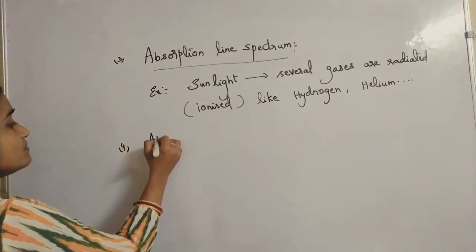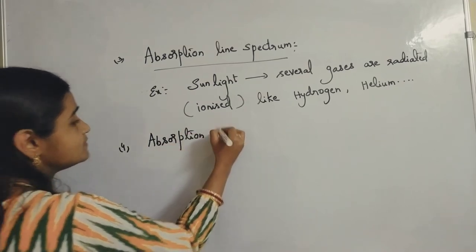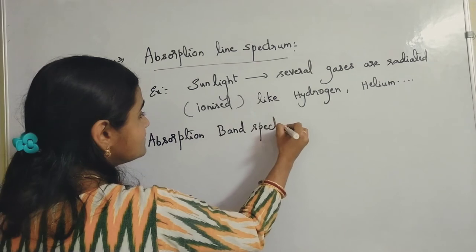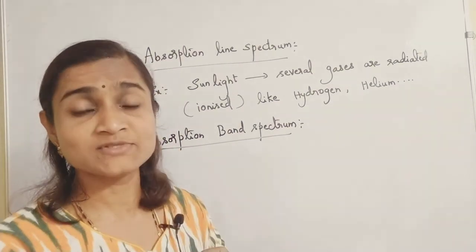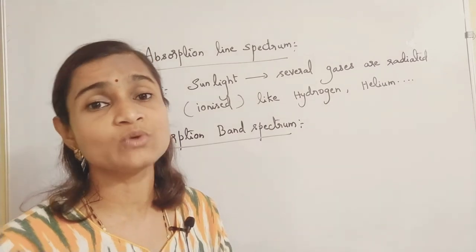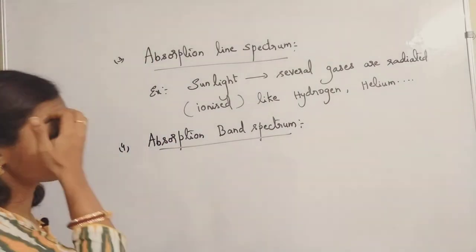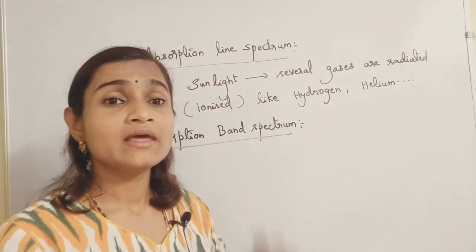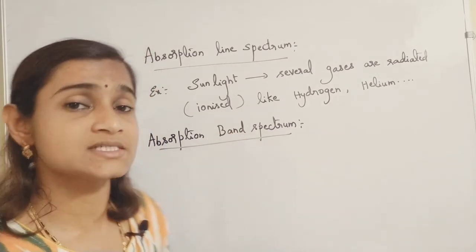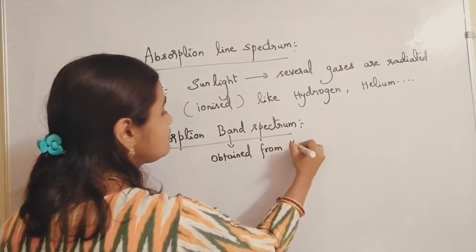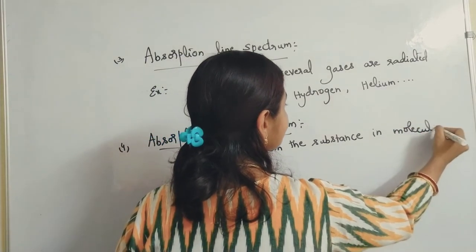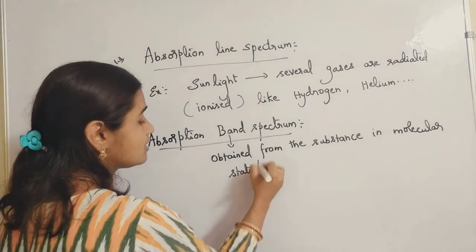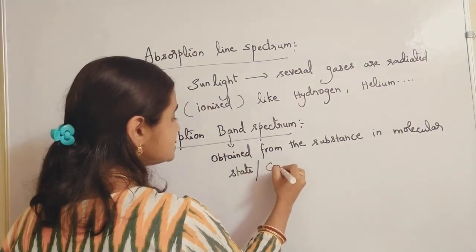Now the fourth one is absorption band spectrum. Please understand this point carefully. It is a very important point. Some wavelengths of light are absorbed, and a band spectrum appears when the substance you have taken is in molecular state. The transmitted light, analyzed through a spectrometer after passing through a substance in molecular state, or in other words a compound, gives bands.